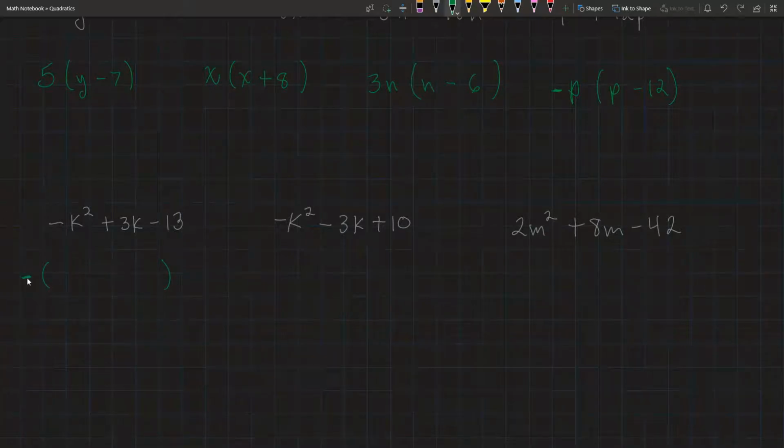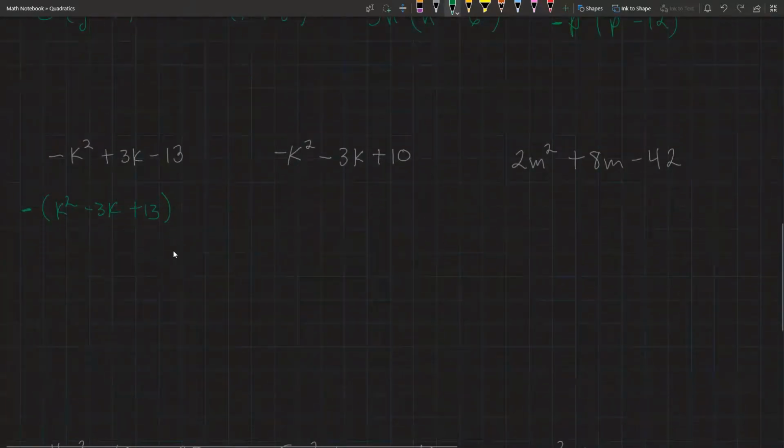And one way that I like to think about it is this is just the symbol for opposite. What's the opposite of a negative k squared? It is a positive k squared. So I'm showing you another way that I like to think about it, and I like to use that thinking a lot. What's the opposite of a positive 3k? It is negative 3k. And lastly, what's the opposite of negative 13? That is positive 13. And again, if you're not sure, then go ahead and distribute and double check.